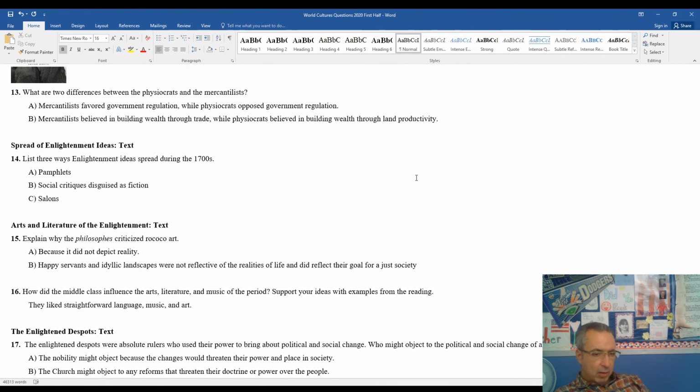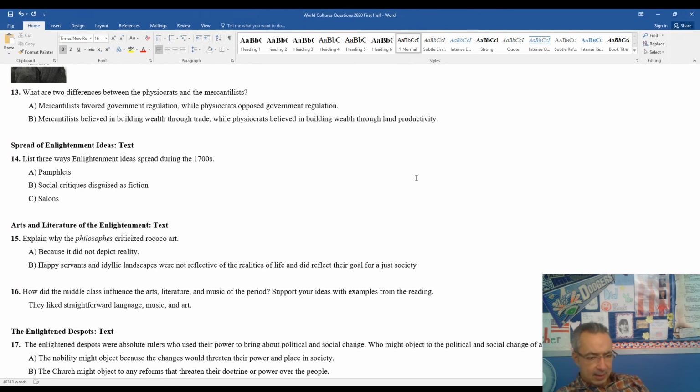You see how art and literature were impacted by the Enlightenment. (15) Explain why philosophers criticized Rococo art. Well, the main reason they didn't like it is it did not depict reality. Happy servants and idyllic landscapes were not reflective of the realities of life and did not reflect the goal for a just society. So basically, they were misrepresenting the way life was at that time. Philosophers wanted things to be more accurate, an accurate reflection of the difficult times that we had.